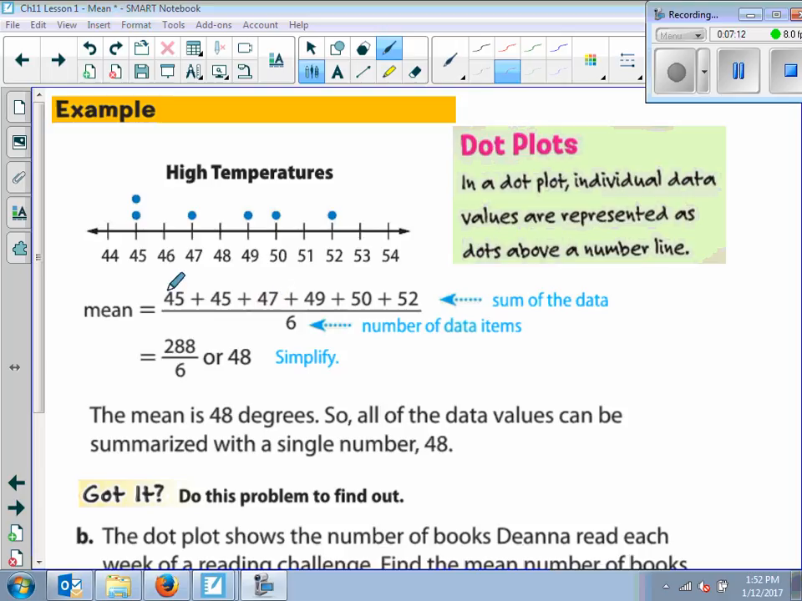I do want to tell you that this part right here, you don't have to write down plus, plus, plus. You can just go straight to your sum. But I want you to make sure that you write down the sum.